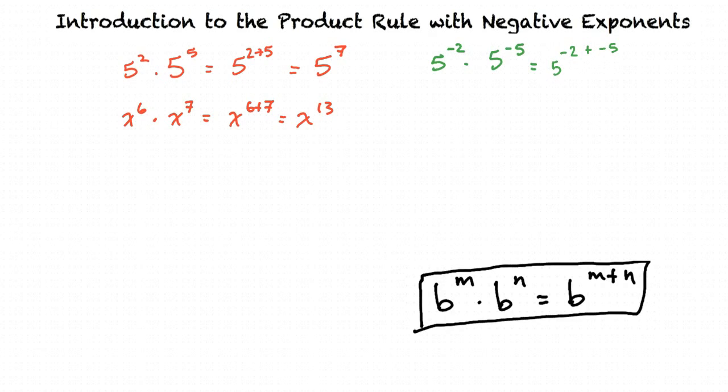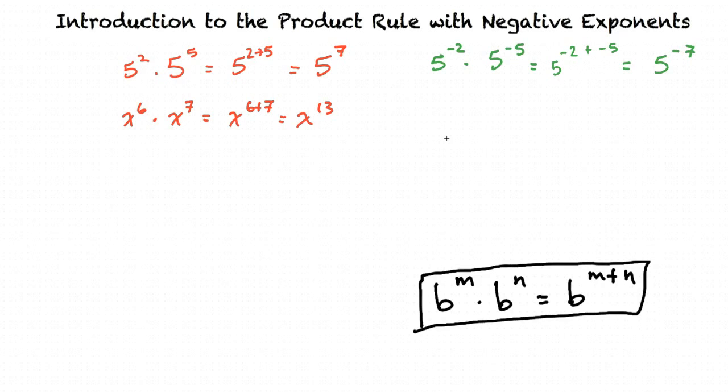5 to the negative 2 plus negative 5, and negative 2 plus negative 5 is also negative 2 minus 5. And negative 2 minus 5 equals negative 7. So the answer is 5 to the negative 7.